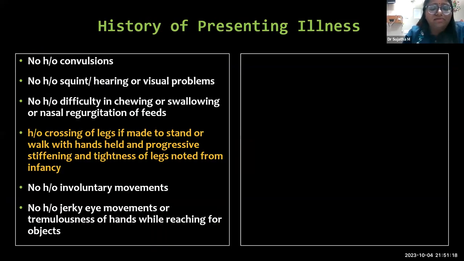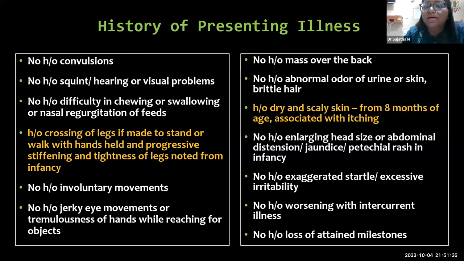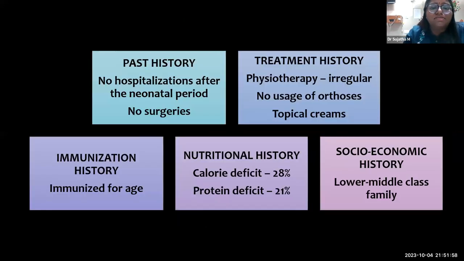There was no history of convulsions, and no history of any hearing or visual problems. There is a history of crossing of legs if made to stand or walk with hands held, and a progressive stiffening and tightness of legs noted from infancy. There was no history suggesting extrapyramidal movements or cerebellar symptoms. There was a history of dry and scaly skin, noticed from 8 months of age, associated with itching. There was no history suggesting an exaggerated startle or excessive irritability, no worsening during intercurrent illnesses, and no loss of attained milestones at any point of time. The past history was unremarkable.